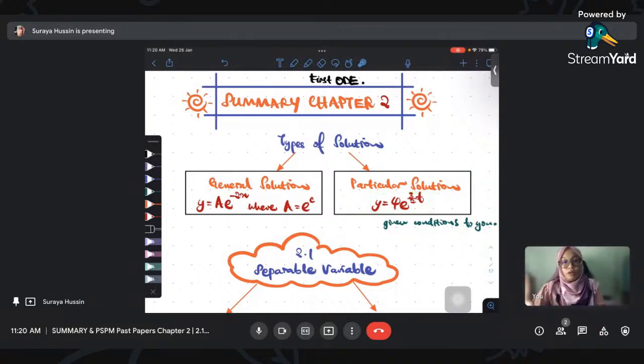So fahamkan dulu terms ini. Fahamkan dulu terms general solutions dan juga particular solution. Very easy to understand, right? General means is having unknown. A is unknown, while particular means you must get the A. Okay, you must get the value of A. It's a must to get it.